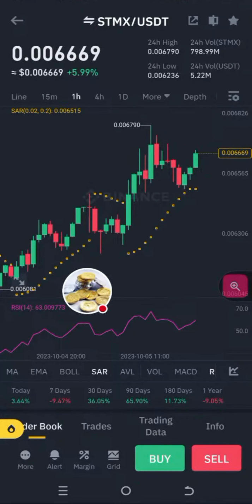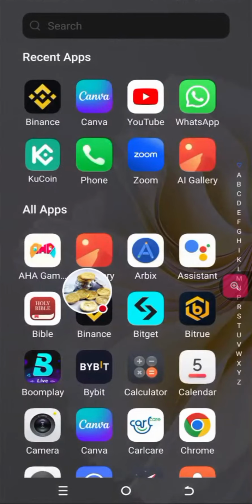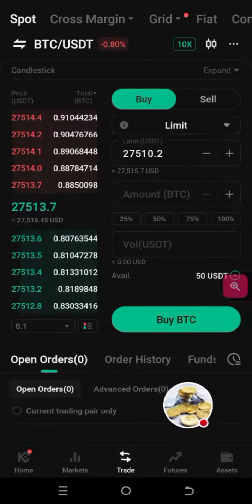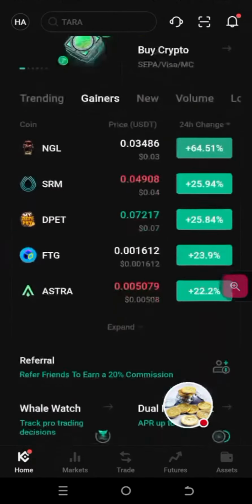So I'm just going to go over and take a good look at Kucoin. Okay, we're currently on Kucoin. And the same thing, I want to let you know that all these things could actually work for different platforms. So let me go to the main page, right? This is my Kucoin account.